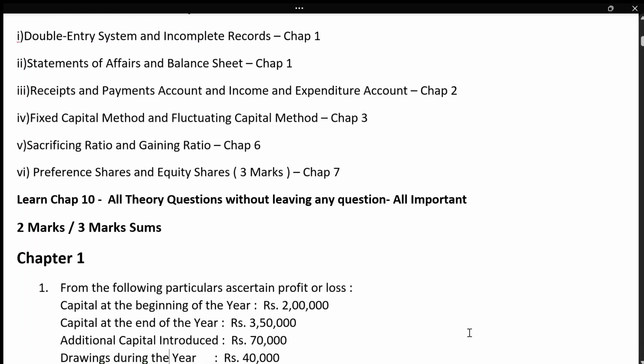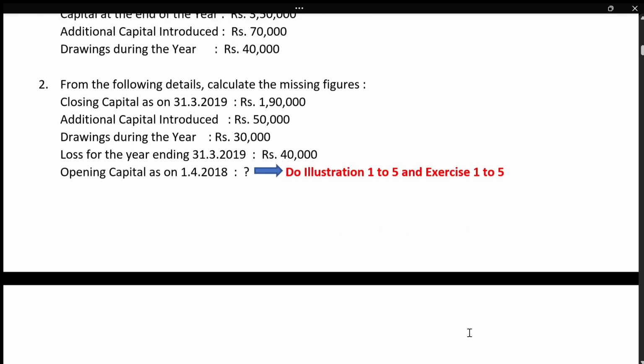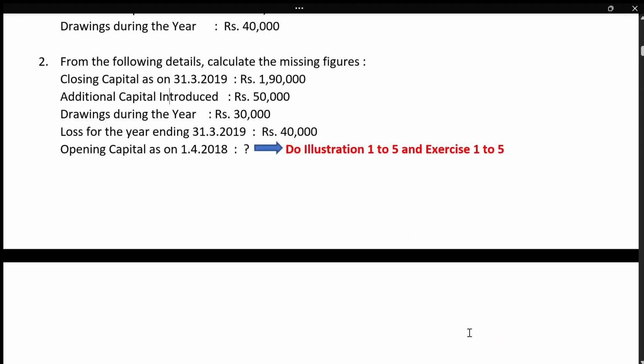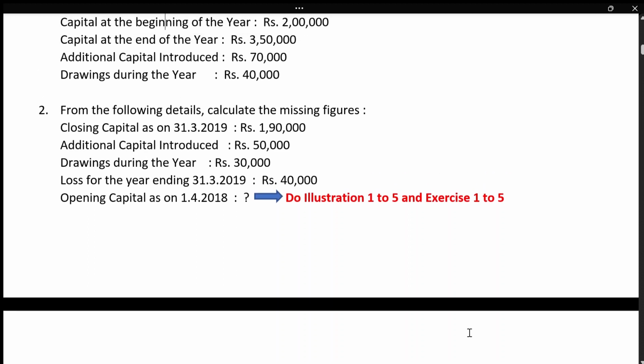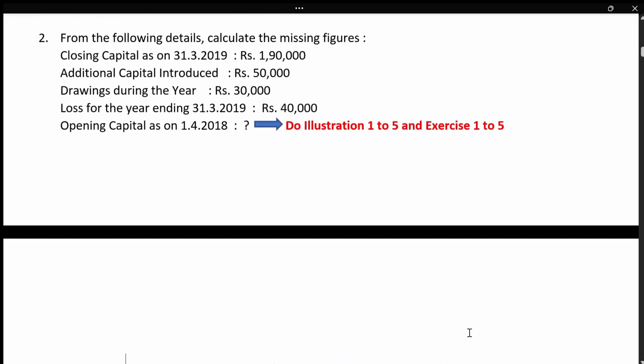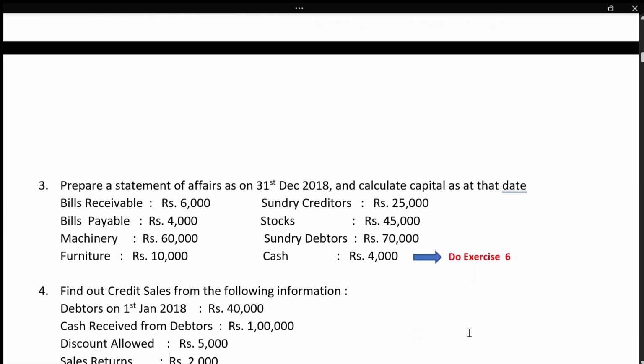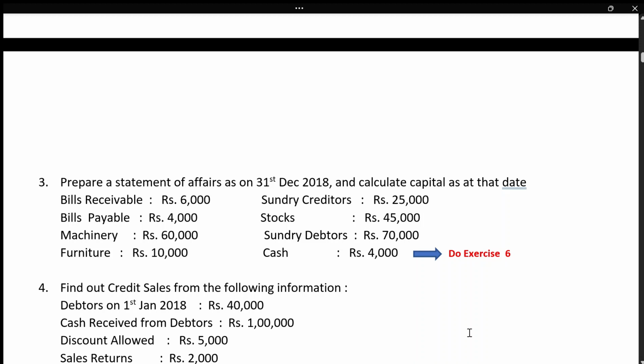Now we'll see the 2 marks or 3 marks sums from chapter 1. Ascertain profit or loss. Then missing figures, you have to be thorough. And additional sums for practice I have given here: illustration 1 to 5, exercise 1 to 5. And prepare statement of affairs. I have given the exercise sums also.